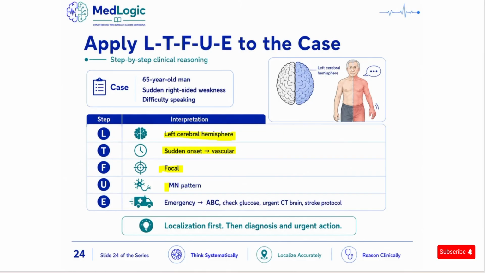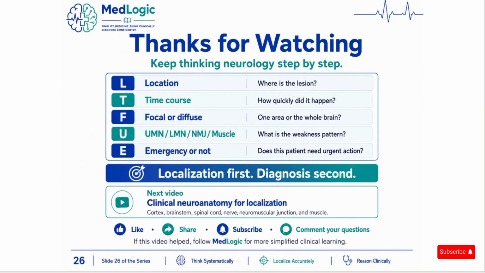Fourth, upper motor neuron, lower motor neuron, neuromuscular junction, or muscle. Stroke causes an upper motor neuron pattern. Fifth, emergency or not. Yes, this is an emergency. The immediate approach is ABC, check glucose, urgent CT brain, and stroke protocol. So the next time you see a neurology patient, do not start by memorizing disease names. Start with this framework. LTFUE.